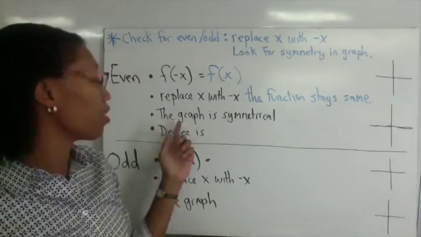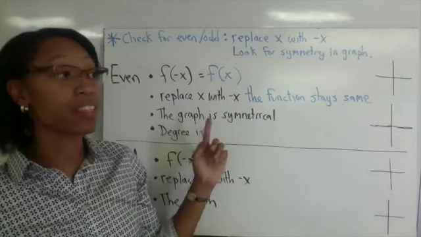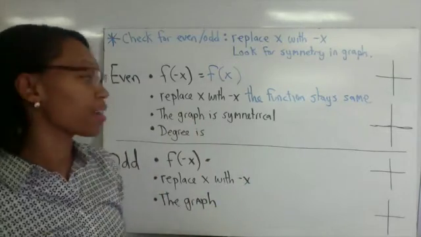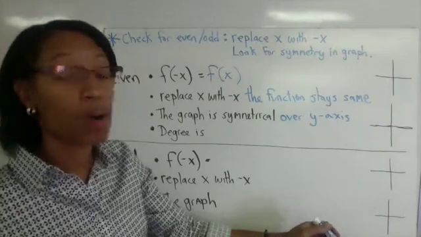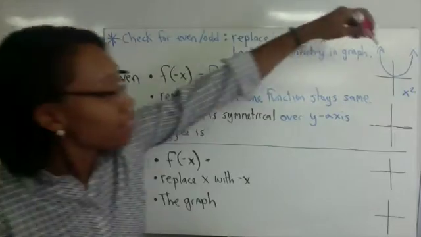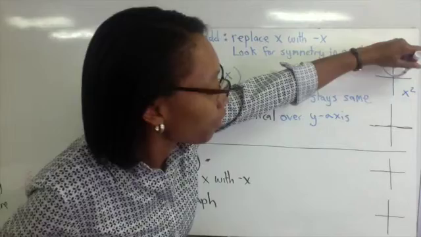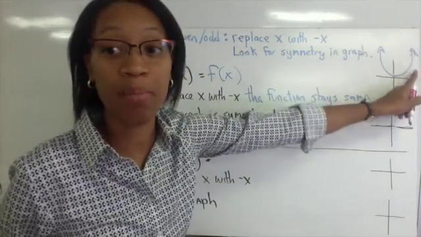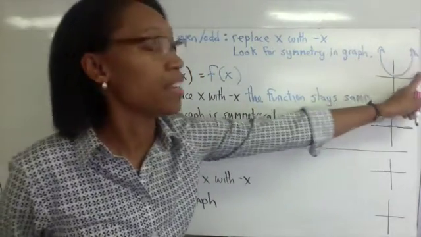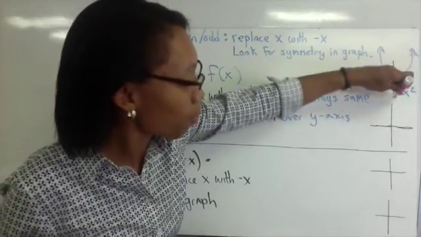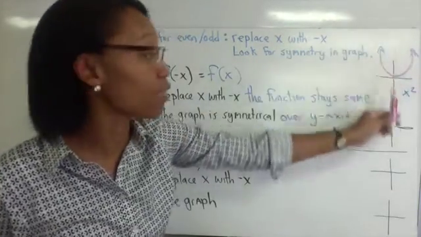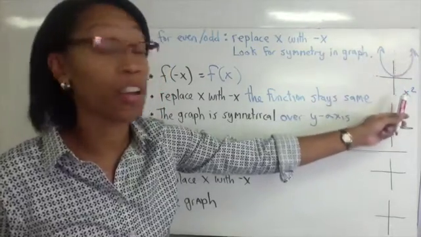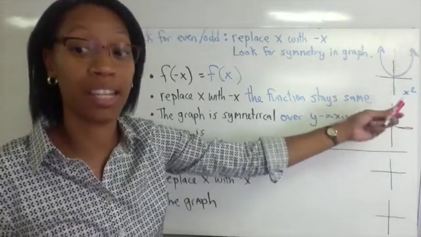The graph of an even function is symmetrical across the y-axis. So for example, if you look at the graph of y equals x squared, it's an even function because this half of the graph is an exact mirror image of the other side of the graph. So since you could have a mirror line, a reflection line right across the y-axis, that's how you know the graph is of an even function.